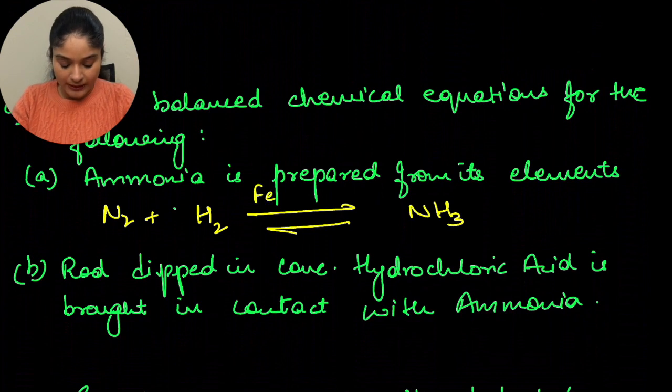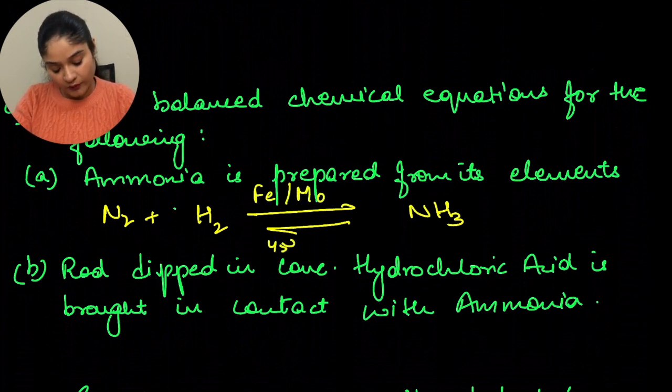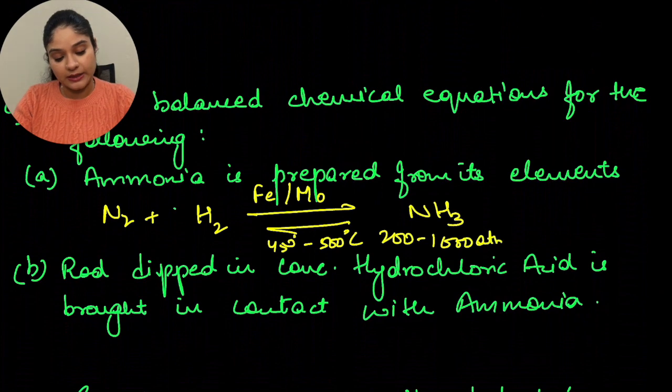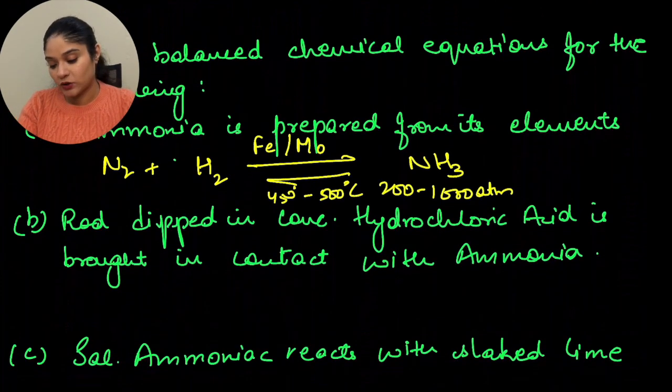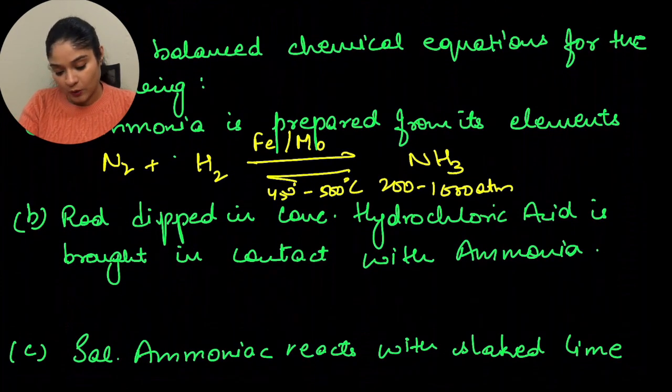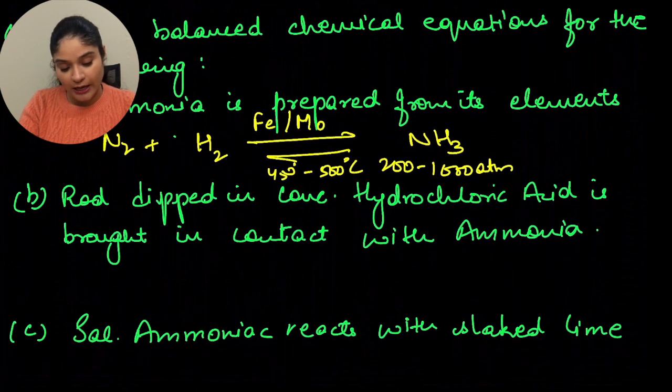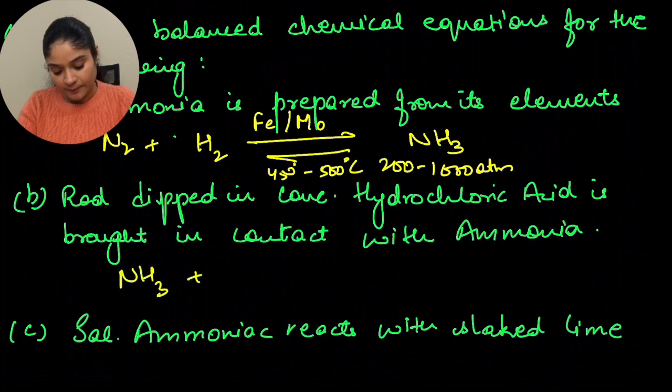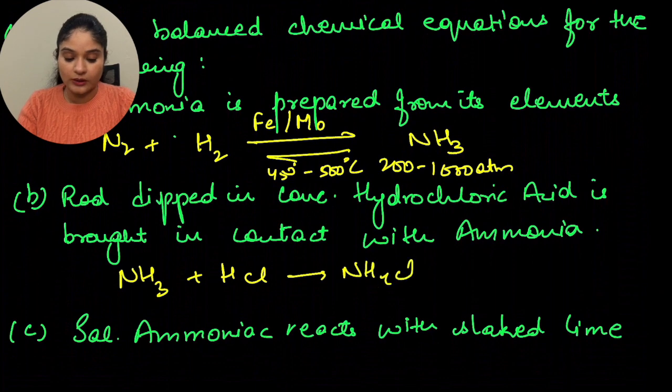So you will say lead, there is iron, there is molybdenum, then you will say it is 450 degrees to 500 degrees Celsius, it is 200 to 1000 atm. Let's move on to the next question. It says ammonium chloride rod dipped in concentrated hydrochloric acid is brought in contact with ammonia. So that means ammonia NH3 plus HCl will give you NH4Cl.